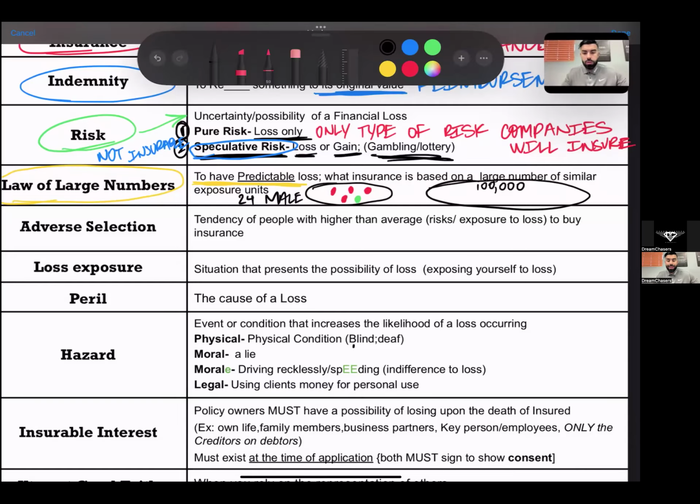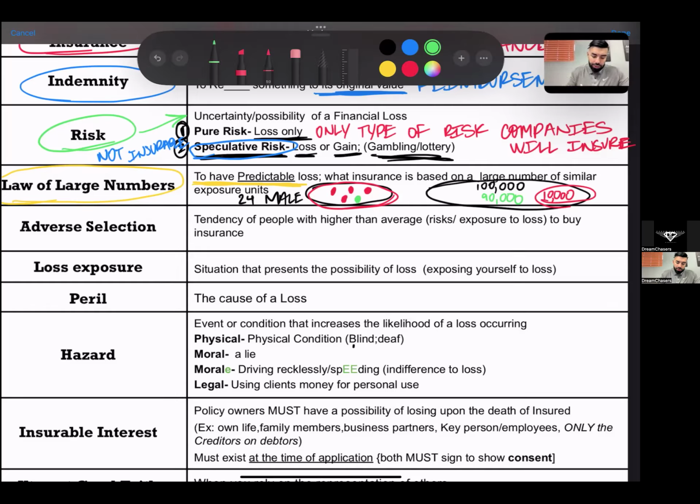So they will look at 100,000 24-year-old males, and from that 100,000, they'll see that 90,000 of them are healthy and 10,000 of them are unhealthy. So there, basically, it's stating that 9 out of 10 24-year-old males are healthy. This batch of five was just maybe a small batch of this 10,000. So to have predictable loss, the number must become larger. And that's what the law of large numbers states.